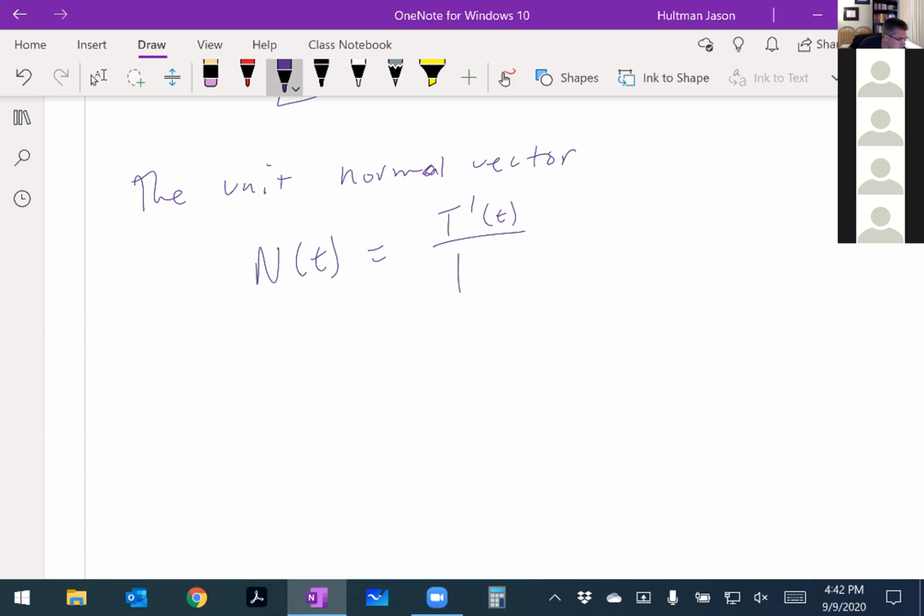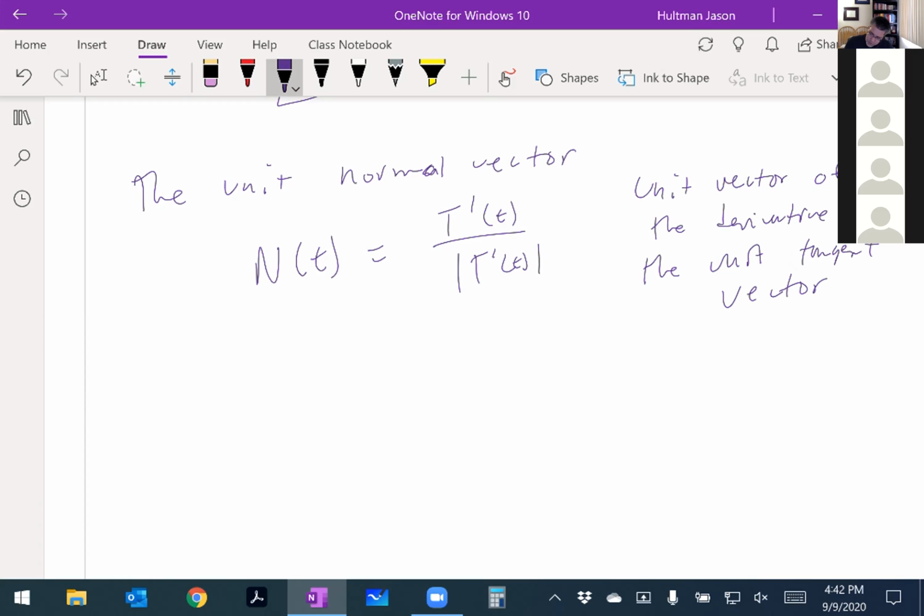How do I want to say this? It's the unit vector of the derivative of the unit tangent vector. That's how you want to say it. We're taking a unit vector of the derivative of the tangent vector, and that's called the unit normal vector.